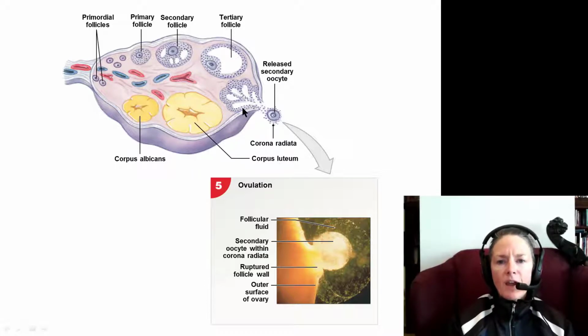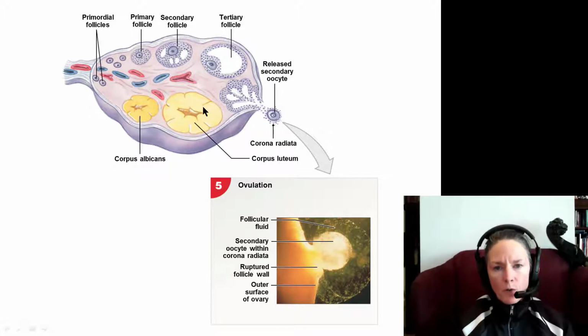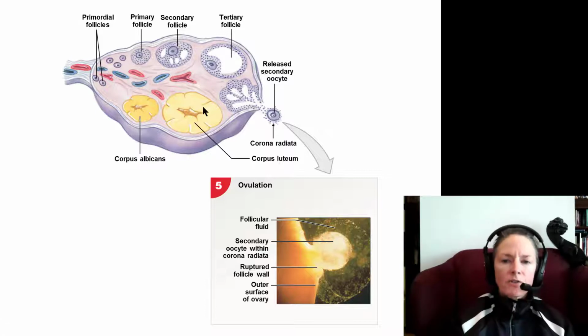So the first phase encompasses the maturation of our follicle up to a tertiary follicle. That's the follicular phase. Then we have ovulation, which is the differentiator between the two phases. Once we have ovulation, our follicle will involute into the corpus luteum, and we have our luteal phase. And the trigger that caused the shift is luteinizing hormone.